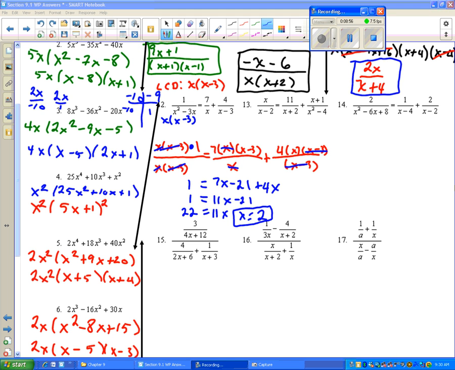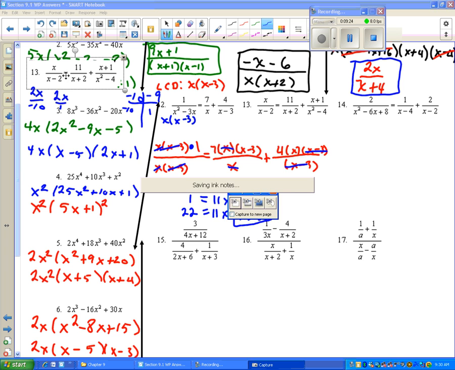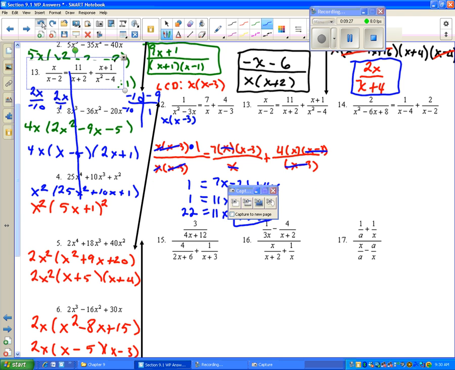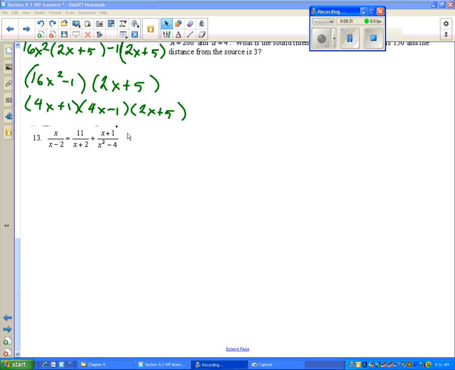So as you can see, I obviously did not leave any room for me to do number 13. Let me go ahead and move 13 to the bottom of the page, and we'll do 13 next. Technical difficulties, pause. All right, so let's go ahead and do number 13.